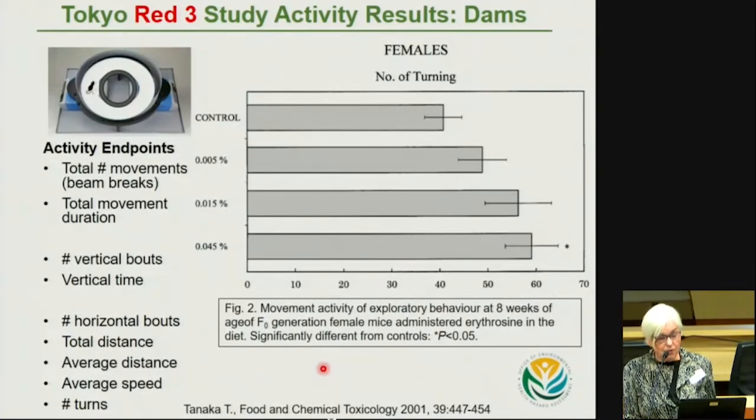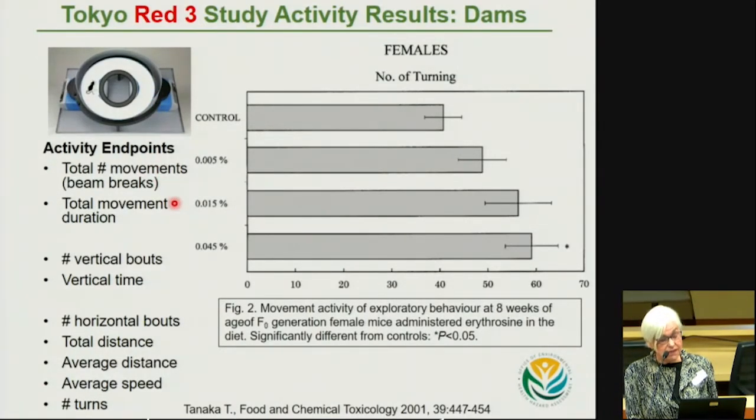Now to look a little bit more at how activity was measured, this is the arena that was used. It's a round pathway for the animals where they can move freely. And there are 36 photosensors around it, so every time the animal passes a photosensor, it makes a record of it, and this gives you a measure of activity.